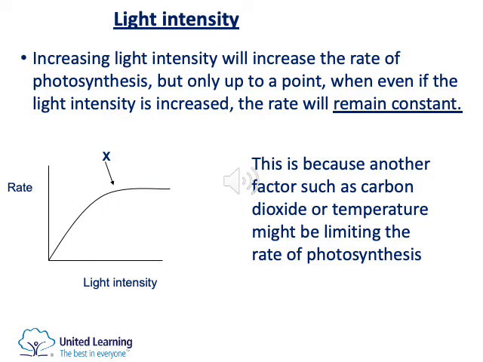So light intensity is a factor which can increase or decrease the rate of photosynthesis depending on the amount you have. So increasing light intensity will increase the rate of photosynthesis, but only up to a point. Beyond this point, even if you increase the intensity, the rate of photosynthesis will remain constant. And that is because there are other factors which also affect the rate of photosynthesis. So these include carbon dioxide and temperature.